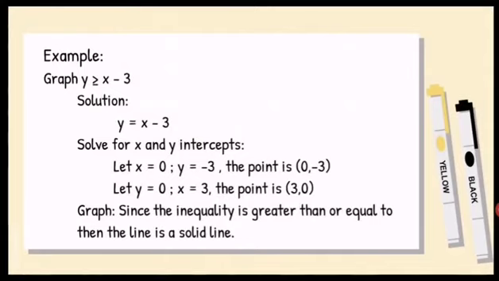Another example: graph y is greater than or equal to x minus 3. Solution: change the inequality into equal sign, hence we have y equals x minus 3. Then solve for the x and y intercepts. For y-intercept, let x be equal to 0, so y equals negative 3. Therefore, we have the point (0, -3). For x-intercept, let y be equal to 0, so x equals 3. Therefore, we have (3, 0). For the graph, since the inequality is greater than or equal to, then we use a solid line.